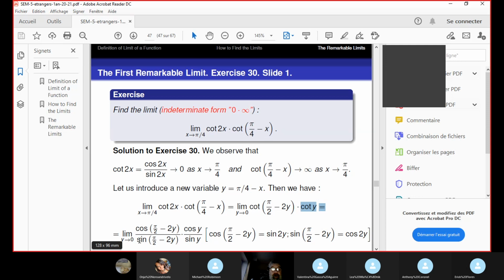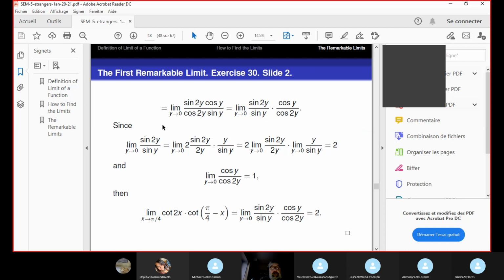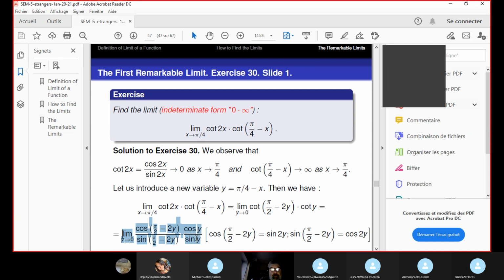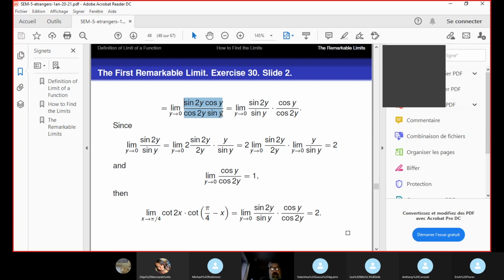So if you make use of the cosine and sine of the sum or of the difference, you will see that this term will be sine of 2y. You can check it. It will be good if you can check it. And in the same way, you see that sine of pi over 2 minus 2y is cosine of 2y. Then from this limit, you will have the following one: sine 2y multiplied by cosine y over cosine 2y sine y.